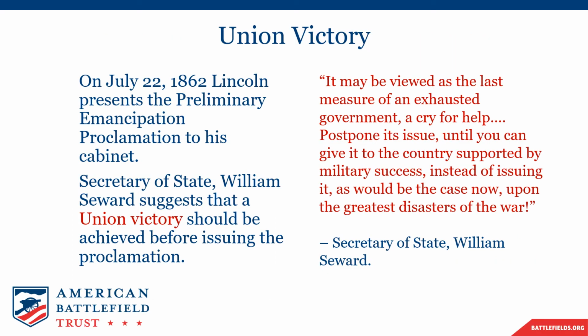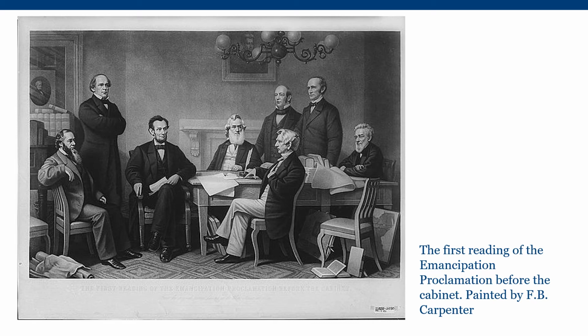All right, now we're coming to a Union victory. On July 22nd, 1862, Lincoln presents the preliminary Emancipation Proclamation to his cabinet. Preliminary means the beginning, or the initial, it's not finalized yet. His Secretary of State, William Seward, suggests that a Union victory should be achieved before issuing the proclamation. So before you tell everybody about the Emancipation Proclamation, you need a Union victory. And that's just a quote by the Secretary of State to the right. This is the first reading of the Emancipation Proclamation before the Cabinet, and it is a painting by F.B. Carpenter.